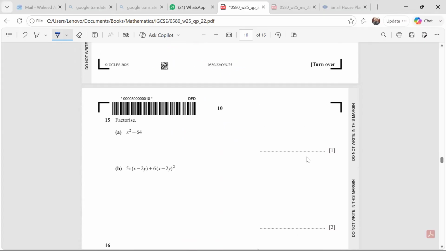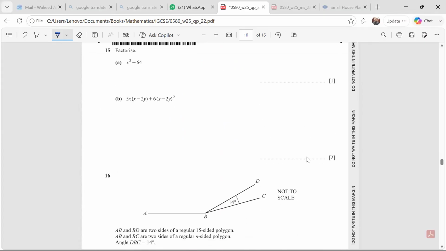Now question number 15, factorize. Remember this famous formula: a squared minus b squared is equal to a plus b into a minus b. So this can be written as x squared minus 8 squared. So I can apply this formula now, and it will become x plus 8 into x minus 8.